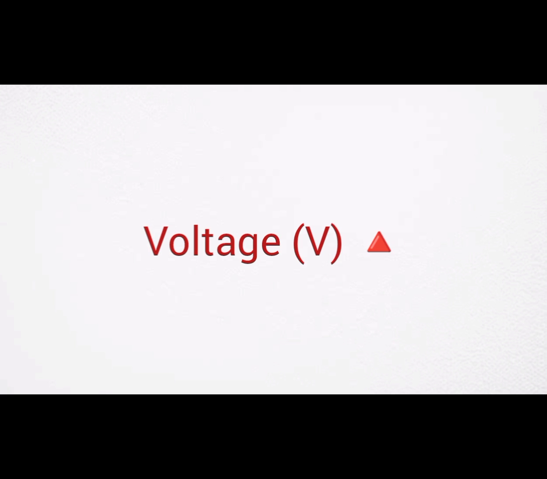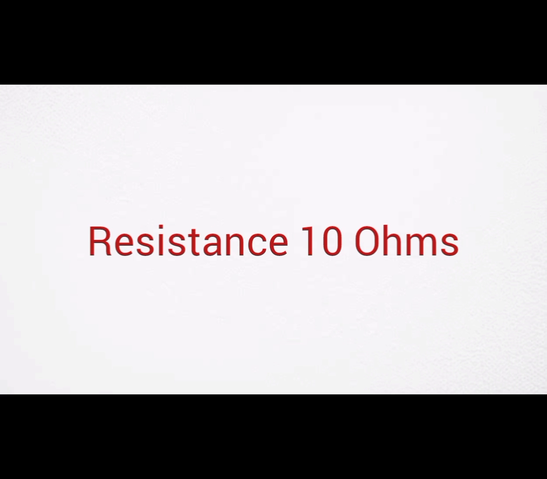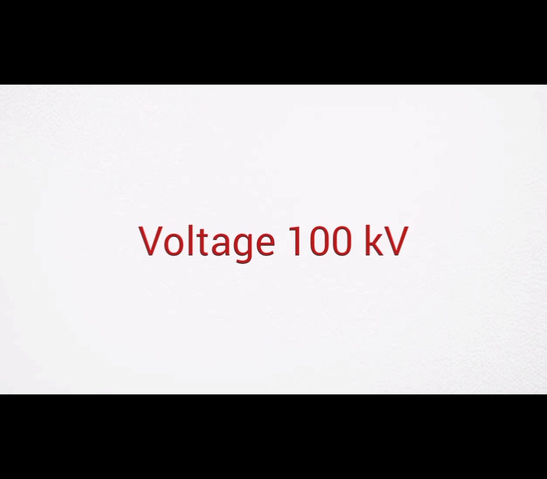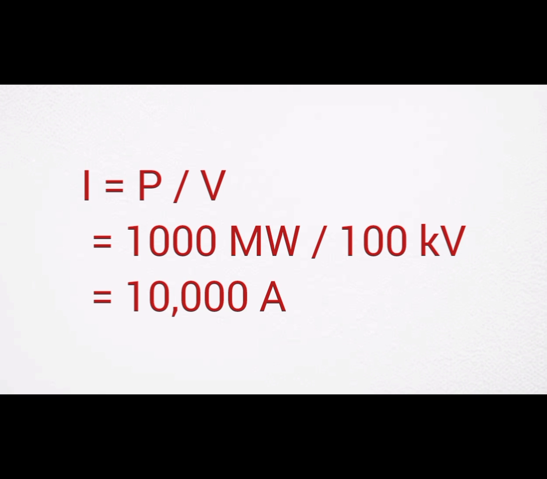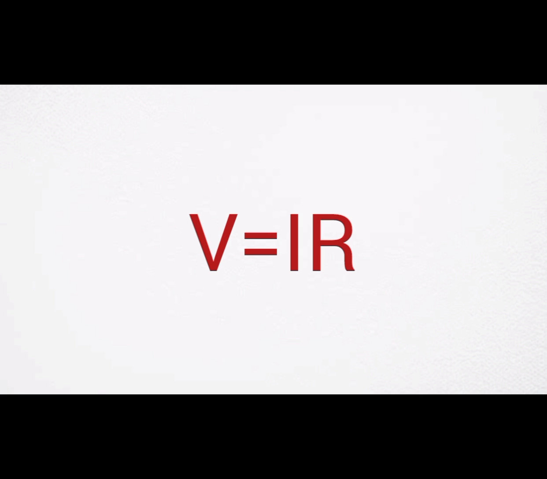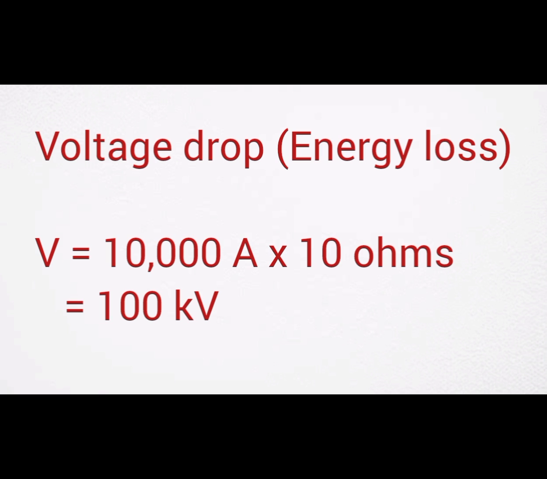Let's say we want to transmit 1000 MW of power over a transmission line with a resistance of 10 ohms. If we use a lower voltage, say 100 kV, the current would be I equals P over V equals 1000 megawatt over 100 kilovolts equals 10,000 amperes. Using the formula V equals I multiplied by R, the voltage drop, energy loss, would be V equals 10,000 amperes multiplied by 10 ohms equals 100 kilovolts. This means that 100 kilovolts of energy is lost as heat in the transmission line.